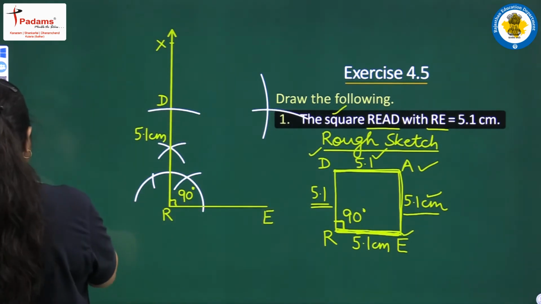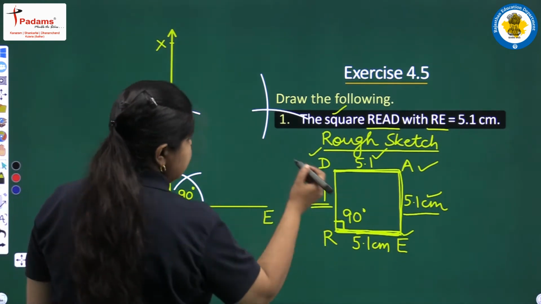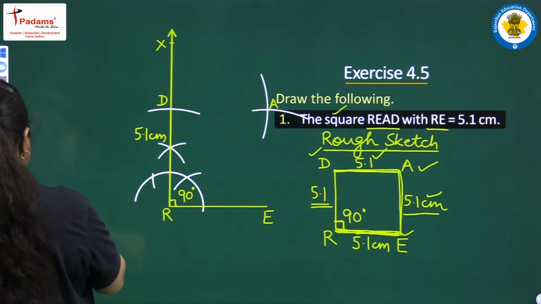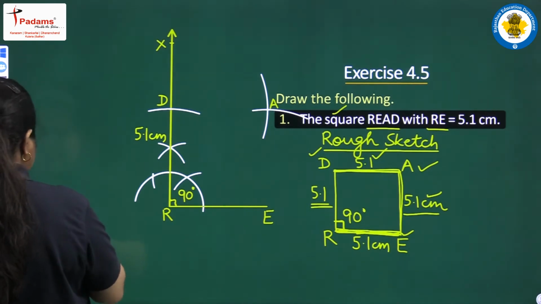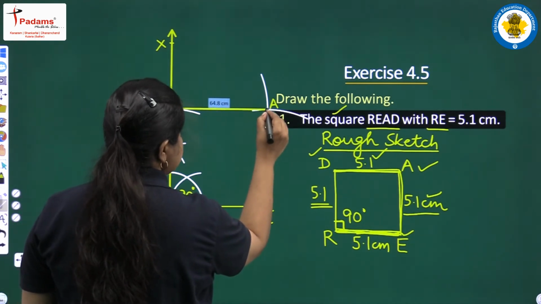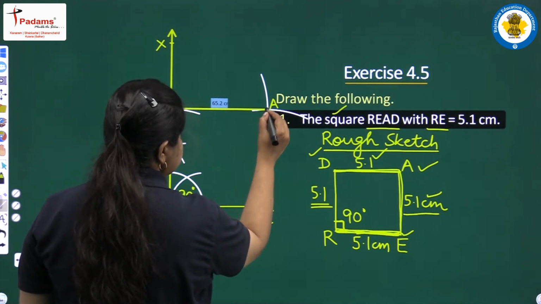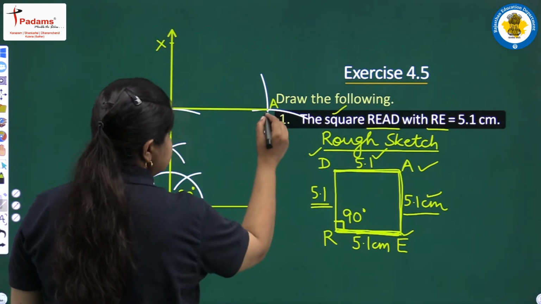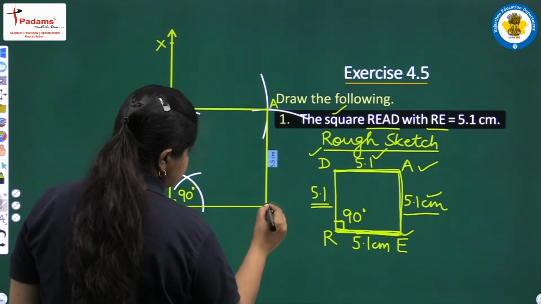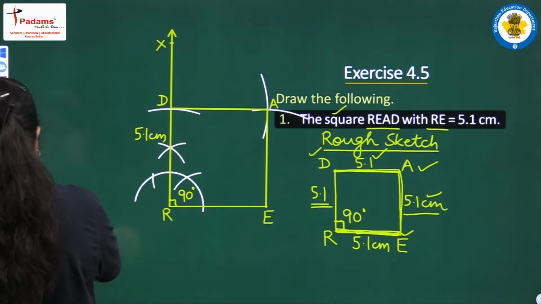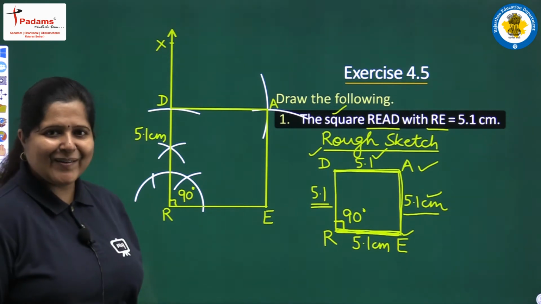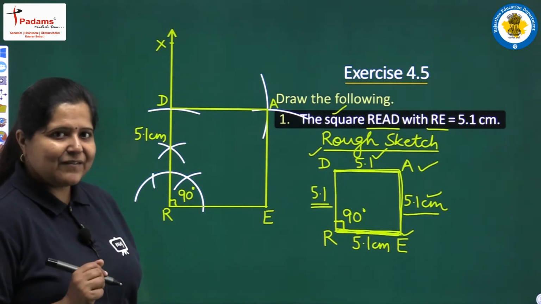And now we get the point A here at the point of intersection of these two arcs, and now simply join DA. With the help of a scale and a pencil you will join, and now we need to join AE. With this our square is complete, READ. Okay, a beautiful figure. Then what next?